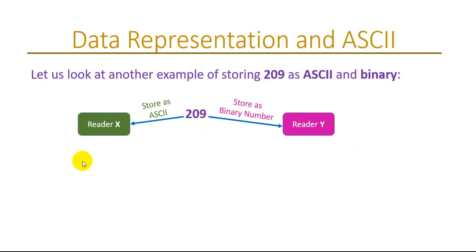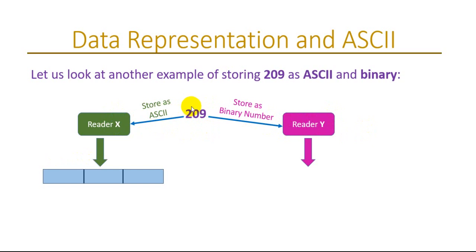He is reading and storing this number in ASCII format. He is going to read and store this as a binary number. So let's see how those two will be writing. And he will take 2 as a digit, because it's ASCII.